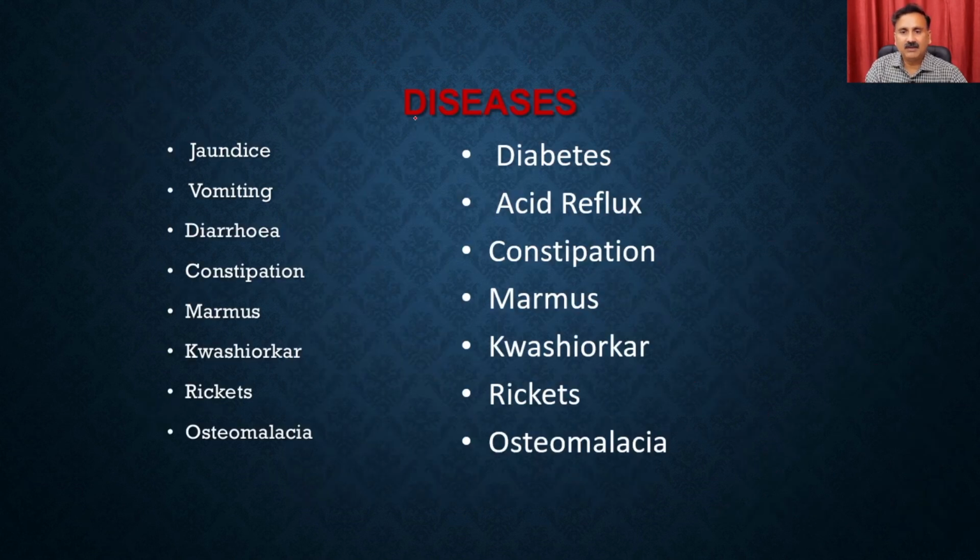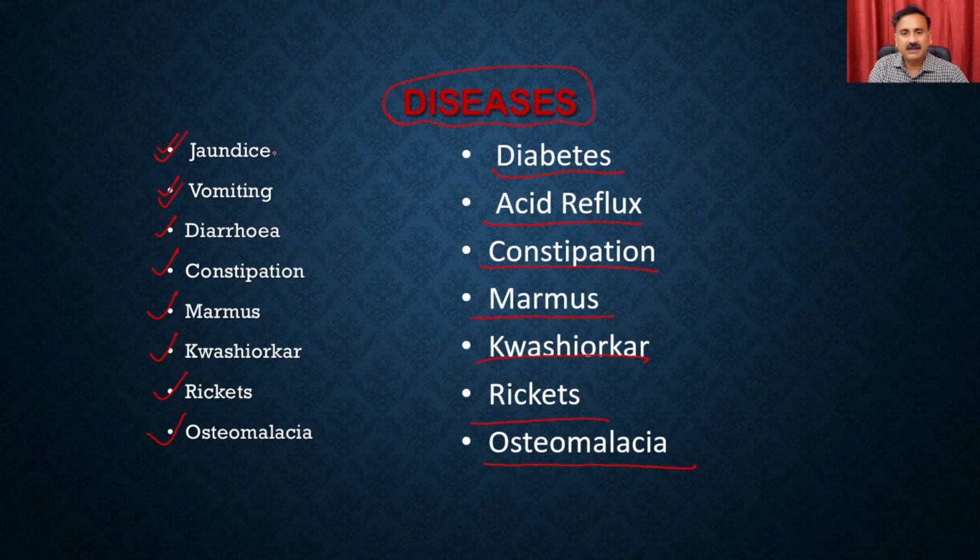These are some of the important diseases that occur in the alimentary canal. You have jaundice, vomiting, diarrhea, constipation, marasmus, kwashiorkor, rickets, osteomalacia, diabetes, and acid reflux. All these diseases are associated with the malfunctioning of the digestive system.